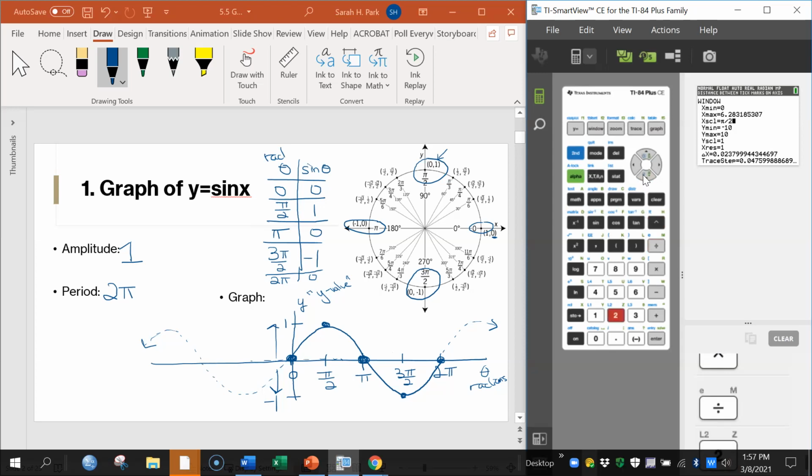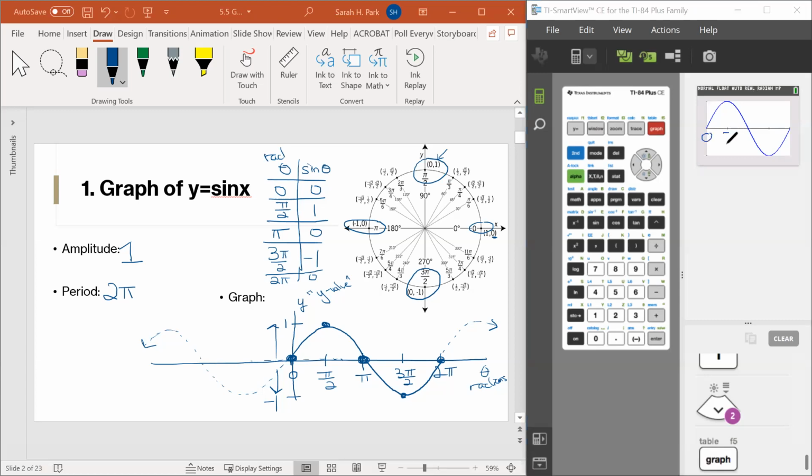So pi over 2. My y min is going to be -1 because -1 is the lowest we'll go on the y value. Our y max, not 7, it's 1. Then we hit graph, and there it is. It's this portion of the graph. We made the tick marks in such a way so that this is 0, this is pi over 2, this is pi, this is 3 pi over 2, and this is 2 pi, and it's going from 1 to -1. So this is one full rotation.